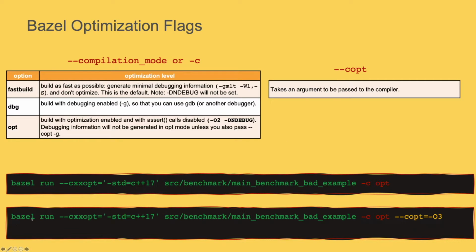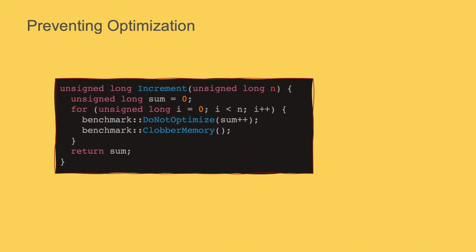So basically from Bazel, you can give parameters to GCC if you want to. Now, what if we do actually want to test our release version, but we don't want to optimize out a specific part of the code? In order to do that, Google Benchmark's framework provides two functions: DoNotOptimize and ClobberMemory.